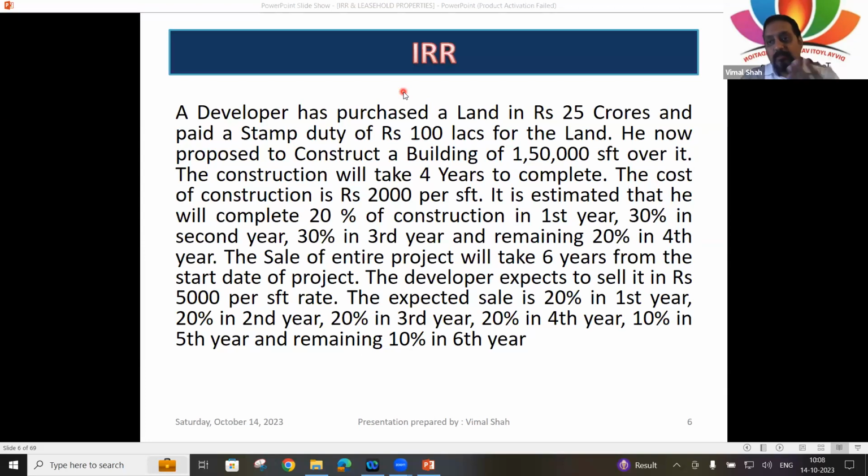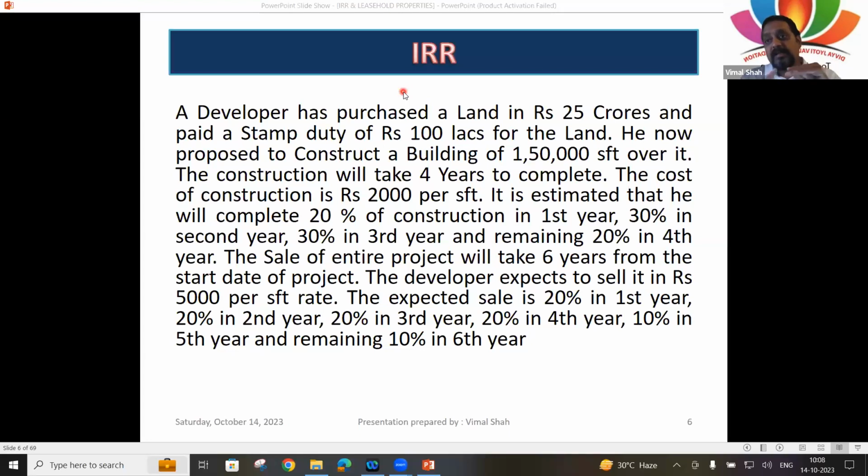Now, obviously, if he is putting up such a big project, he cannot sell the entire project on a single day. So the revenue which he is getting from the sale of the project will take 6 years. He can sell this project at 5,000 rupees per square feet, right? And the expected sale is 20% in the first year, 20% in the second year, 20% in the third year, 20% in the fourth year, and 10% and 10% in the fifth and sixth year.